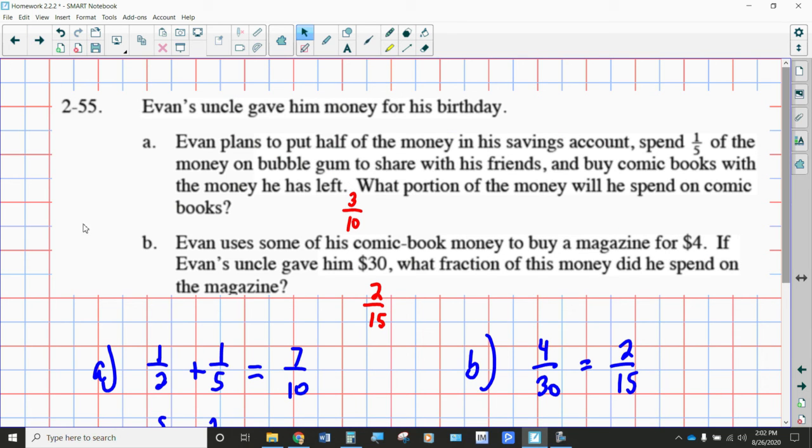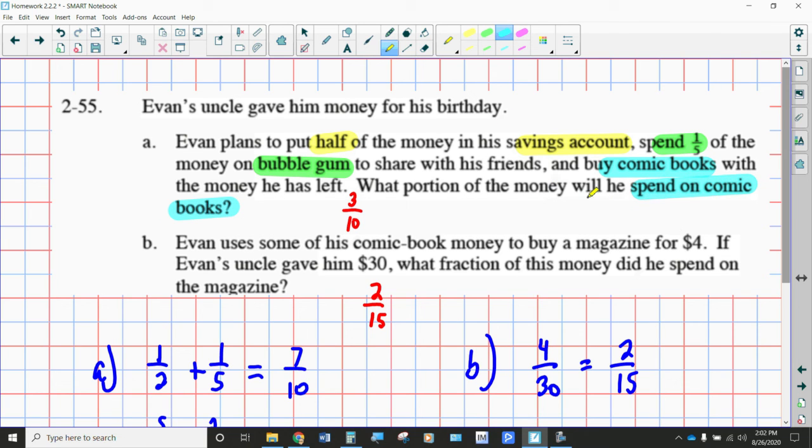Evan's uncle gave him money for his birthday. Evan plans to put, I'm going to highlight here, half of the money into his savings account. He plans on spending 1/5 of it on bubble gum, hooray, and comic books with the leftover money. Okay, so it looks like half of the money is going into a savings account. The other half is either going to buy bubble gum or comic books. And we know 1/5 is going toward the bubble gum. So what portion of the money will he spend on comic books?